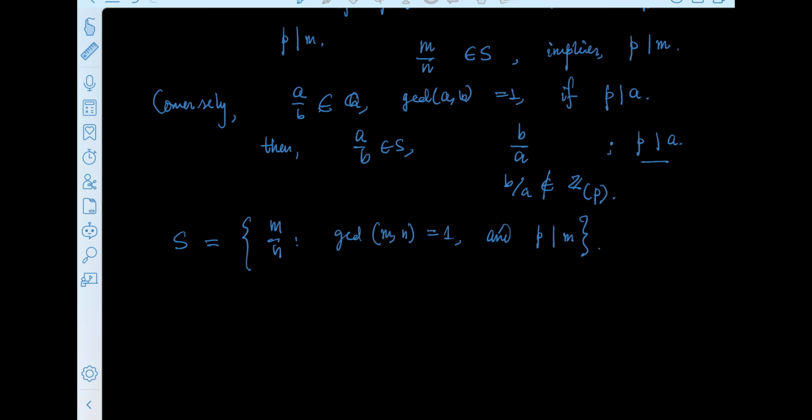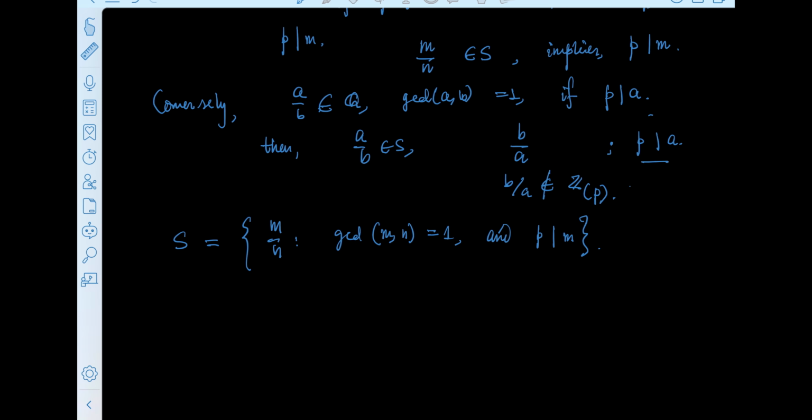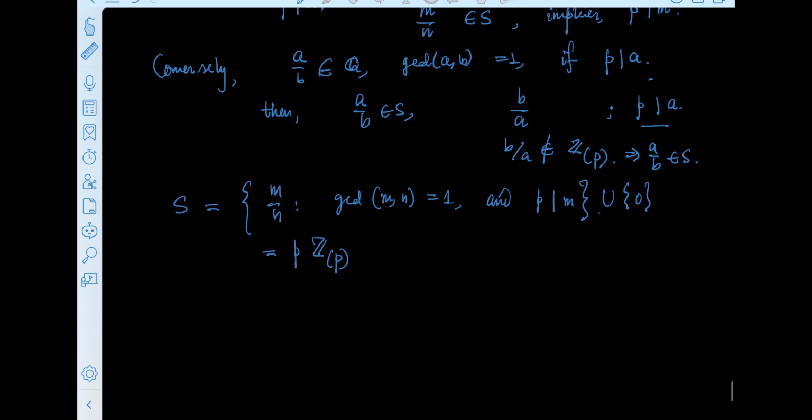Conversely, for a by b with GCD of a comma b is 1, if p divides a, then b by a is not inside Zp. That implies a by b is inside the defining set S. Right? So what is S? S is m by n such that GCD of m comma n is 1 and p divides n. So which is nothing but pZp. Sorry, yeah, you have to take the union with 0. So this is pZp, right?